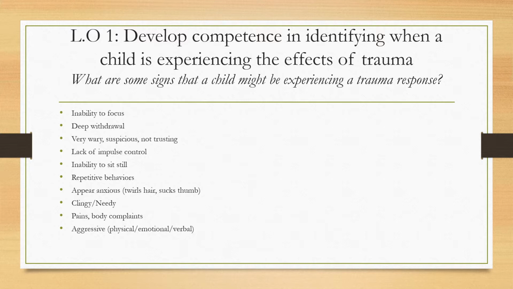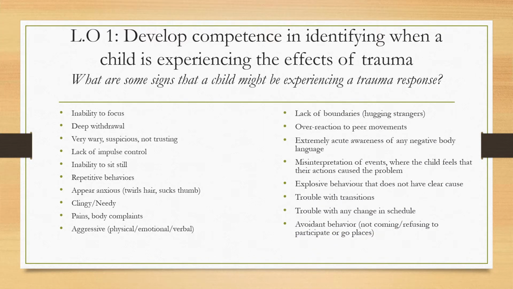If they appear anxious, so twirling hair, sucking thumb. If they appear overly clingy or needy. If they are talking about they've got pains and complaints, so sore tummies a lot. If they seem to have a lack of boundaries, so really affectionate with strangers. Are they overreacting to peer movement? So are they interpreting the actions of others as being potentially harmful for them?